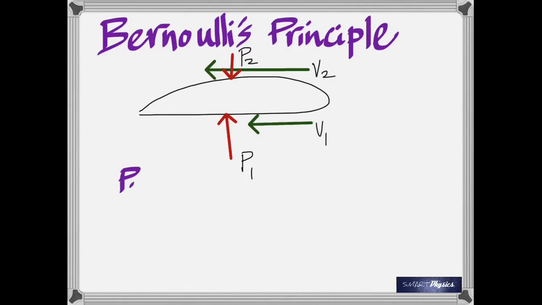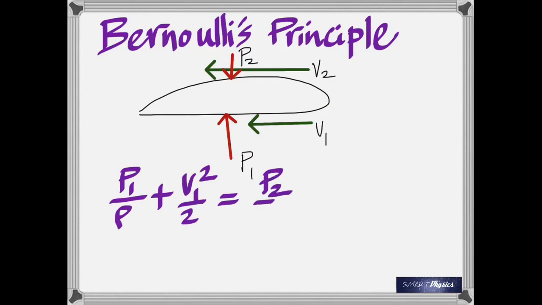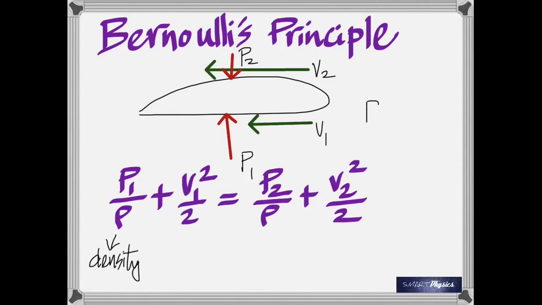But how do you calculate that? Use the principle. Pressure energy plus kinetic energy on both sides must be equal. So that's the equation. And we're not considering potential energy because it's horizontal, okay? So P1, P2 are the pressures, V1, V2 are the velocities. Rho is the density. In this case, it is the density of air. P1 is greater than P2, that's why there is a lift upwards and the airplane is able to stay in the air.